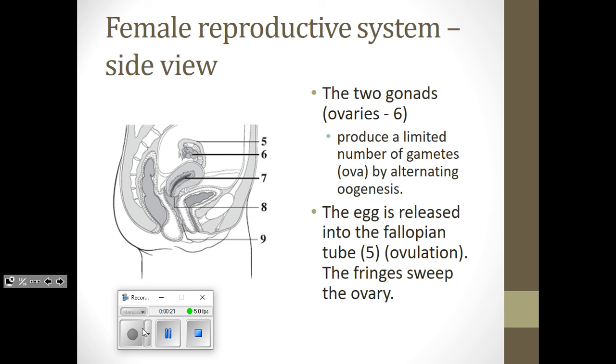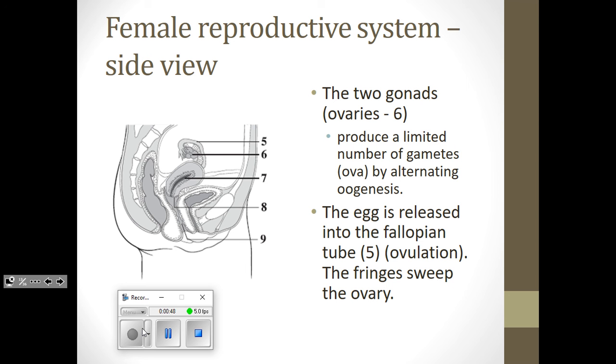Now, if we consider the female reproductive system, females have two gonads just like males do. But in the case of females, they're the ovaries, which are number 6 on the diagram. So in this particular picture, they kind of look like a little cloud, a little flower maybe, if you're trying to compare it to something else. There are two of them, so there's one on each side. So in this side view, you can only see one of them.